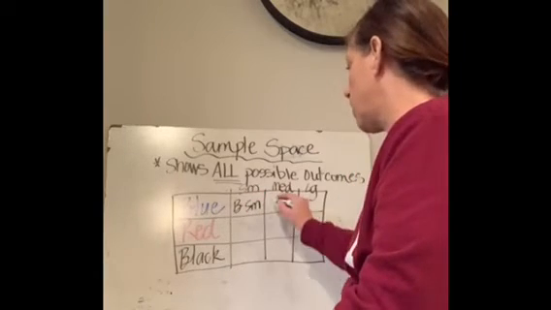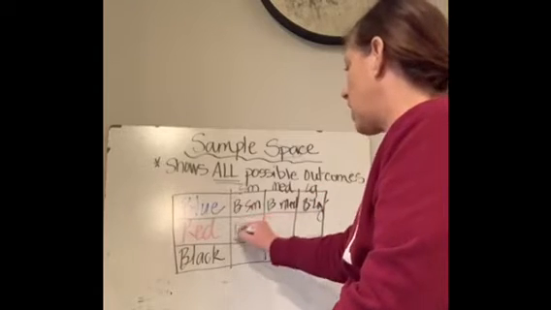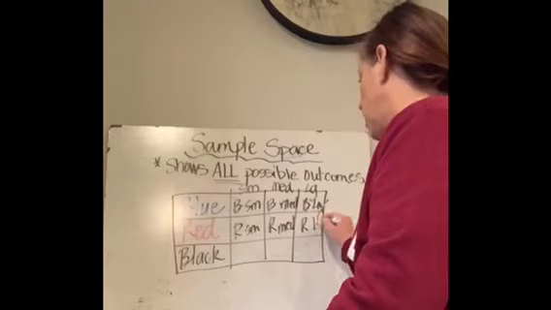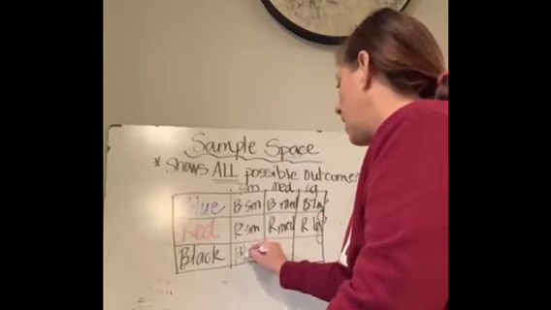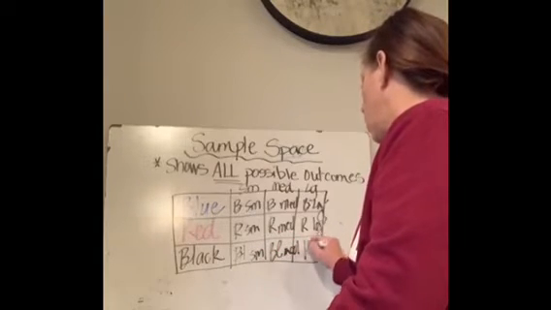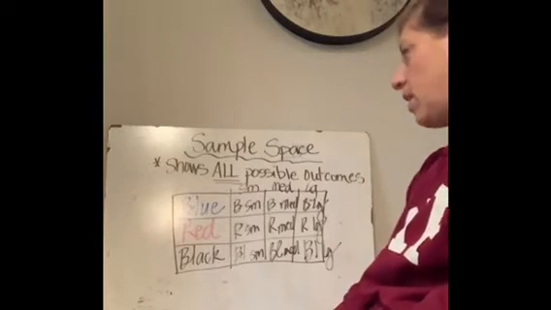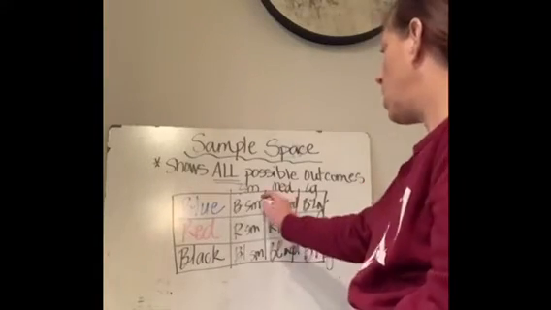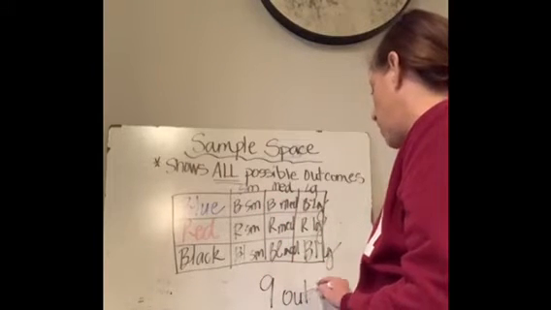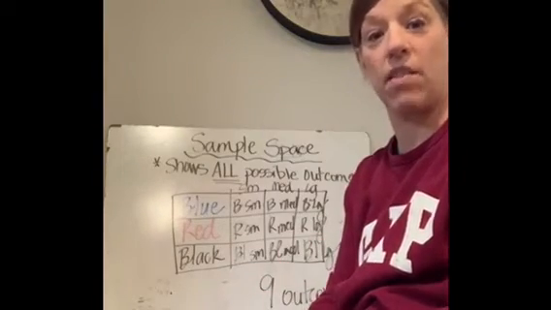So I can get a blue small, a blue medium, or a blue large. I could get a red small, a red medium, a red large. I could get a black small, a black medium, or a black large. And the total amount of options that are available would be 9 different combinations, or what we would call outcomes for that specific set of events.